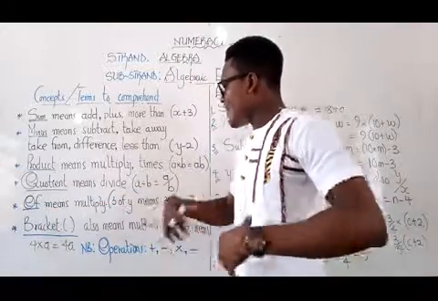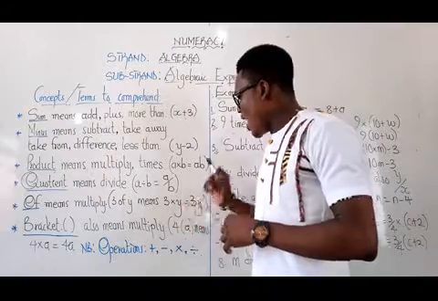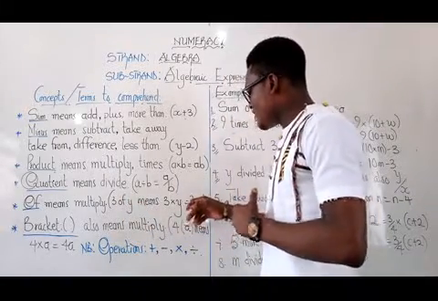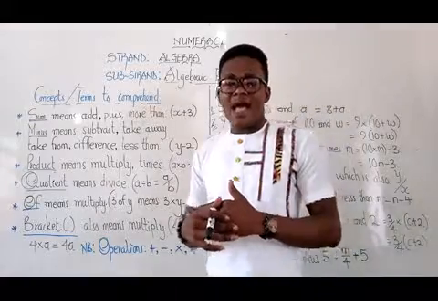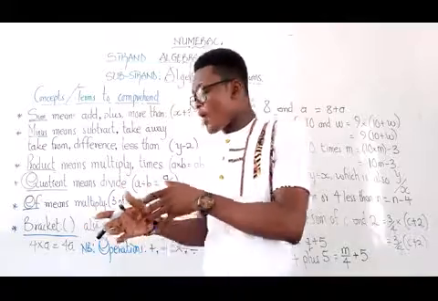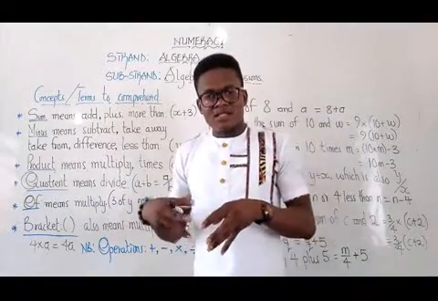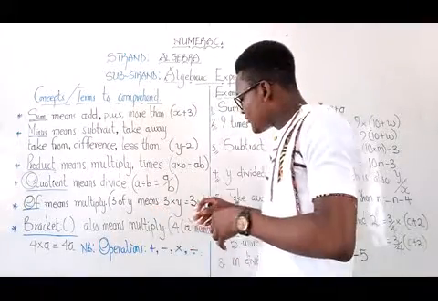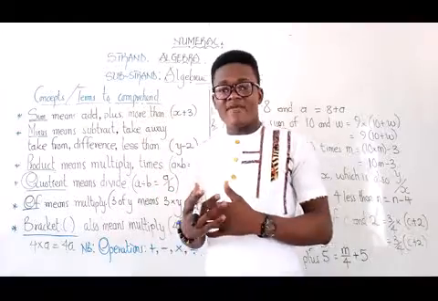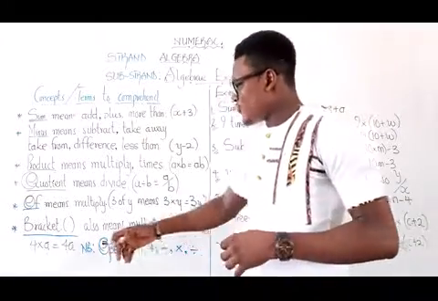Of also means multiply. So 3 of y means 3 times y. So 3 times y will give us 3y. When you are multiplying a number and a variable, or a letter, the product will be the number and then the variable. The number comes before the variable. So 3 times y is 3y. If you have 5 times y, it will give us 5y. 6 times x will give us 6x.